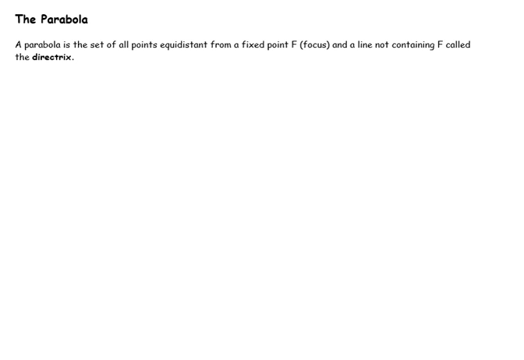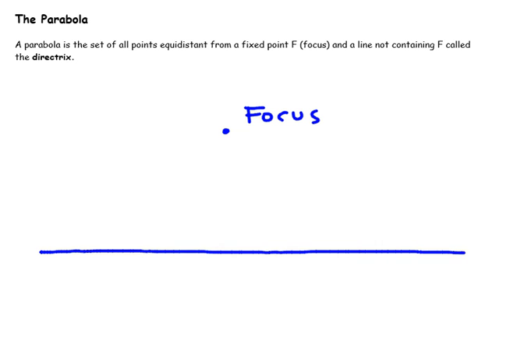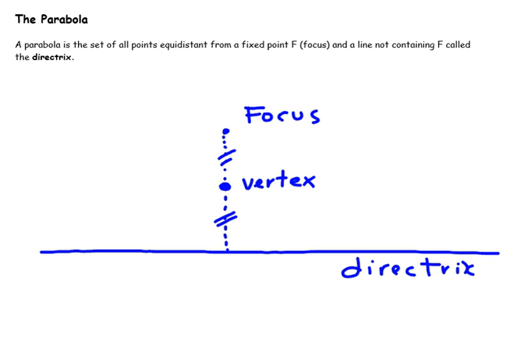So we need a focus, so that's our focus, and we need a directrix. Well, actually I can do it as a straight line. So that's a directrix. And we're looking for all the points that are at the same distance from both of them. So I'm going to start, if I go straight down here, if I'm going halfway here, so this distance is the same as this distance, that's going to be the vertex of my parabola.